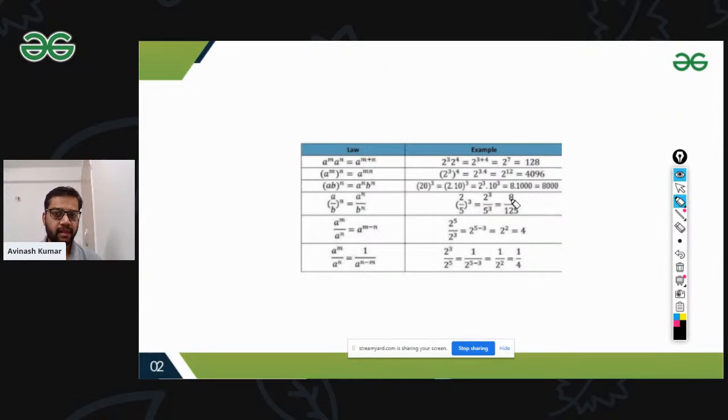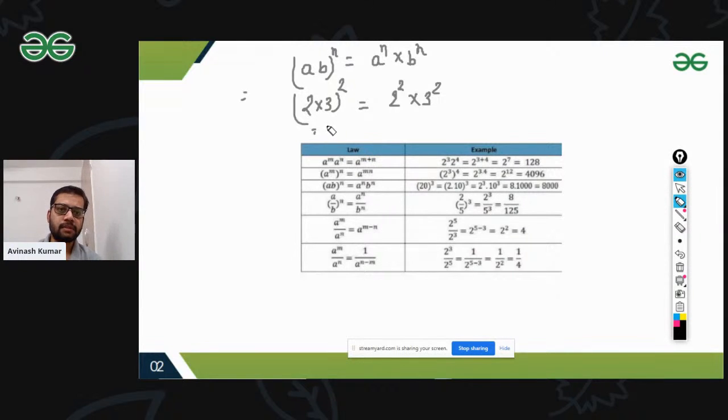Okay. Now check for another one, ab to the power n. Since there is already a multiplication between a and b, we can also write this as a to the power n multiplied by b to the power n. Check this as 2 into 3 to the power 2. I can write this as 2 to the power 2 into 3 to the power 2. So check this. 2 into 3 is 6, and 6 squared is equal to 36. And this is like 2 squared is 4, 3 squared is 9, 4 times 9 is 36. It means this is also valid.